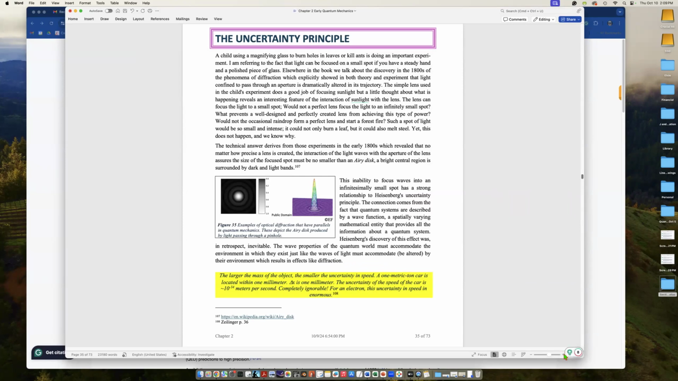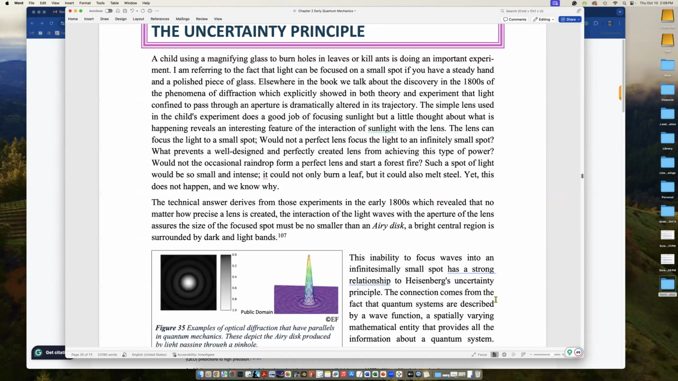Now, is this page big enough, or does that need to be bigger? I would do a little bigger if you can. How about like that? That's perfect.